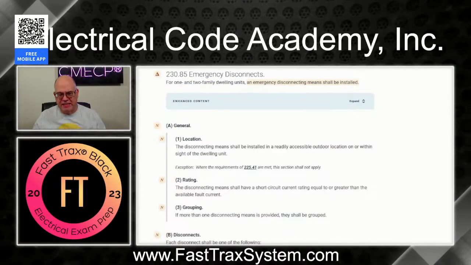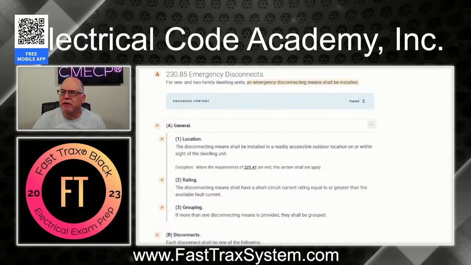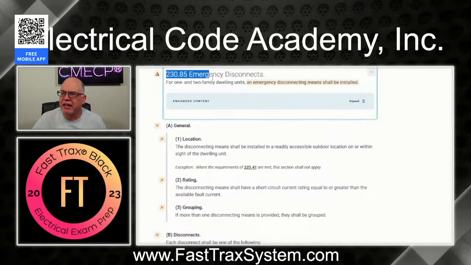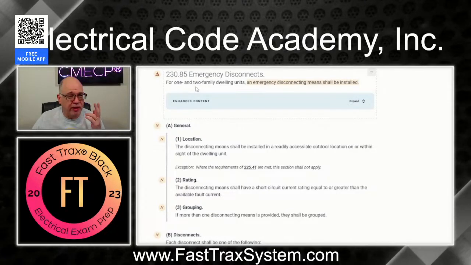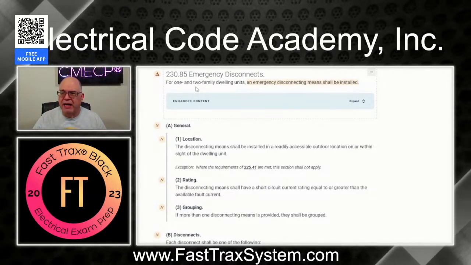So here's the NEC, and we're going to be looking again right here at 230.85. This is the emergency disconnect requirement. As you can see, it's 1 and 2 family dwelling only, so that's all it applies to.